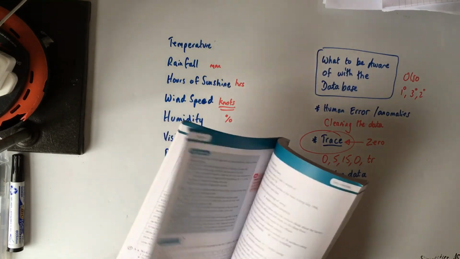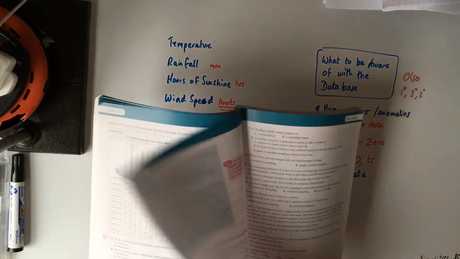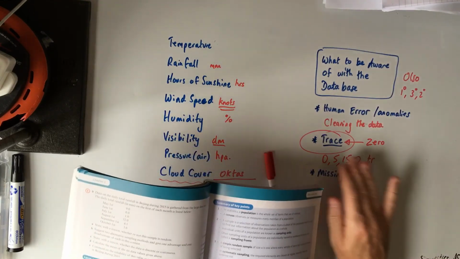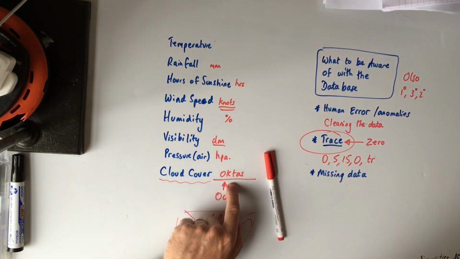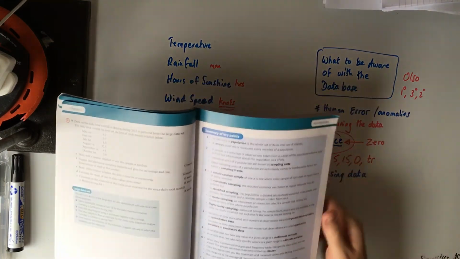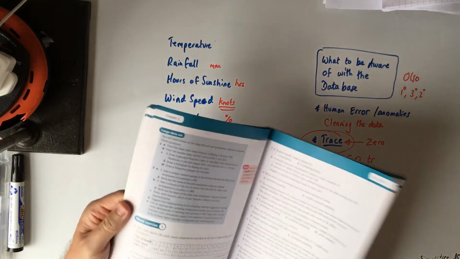Okay, so have a go at those questions for that last bit. Be aware of what I've said. Be aware that we use trace as 0. Learn what octas is, because I had to learn that. Okay. Read the summary at the back and do the questions, and all the answers are in the back.